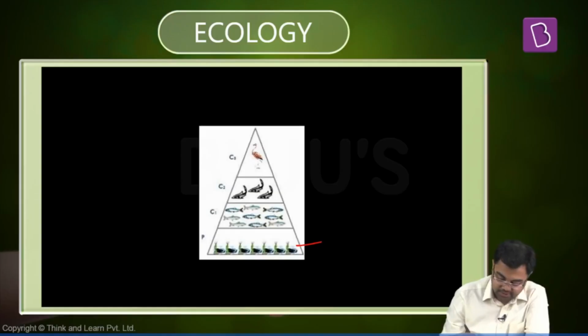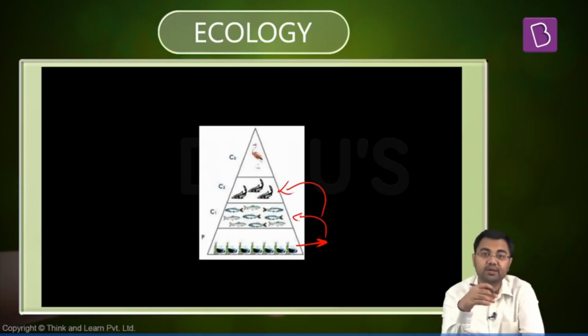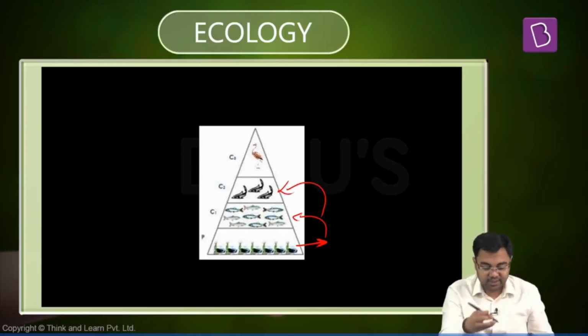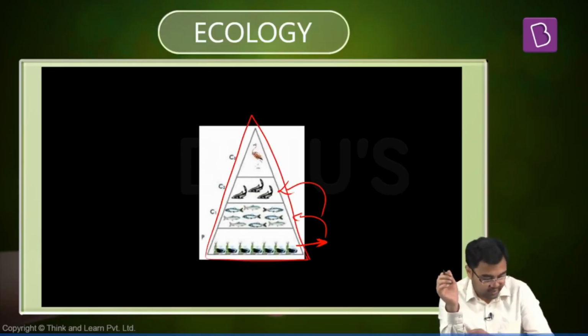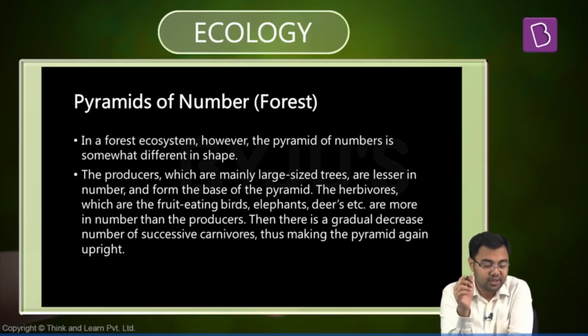So if you look at this particular picture, you start with a plant or a phytoplankton, then you have smaller fish being consumed by bigger fish and so on, and that's why this is also upright. Then the next one that we have is a forest ecosystem.